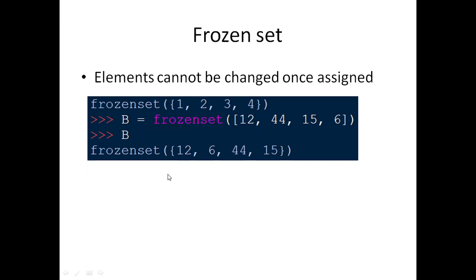This is used when we use dictionaries and so on. When we want to index dictionaries, we have to use this kind of frozenset.